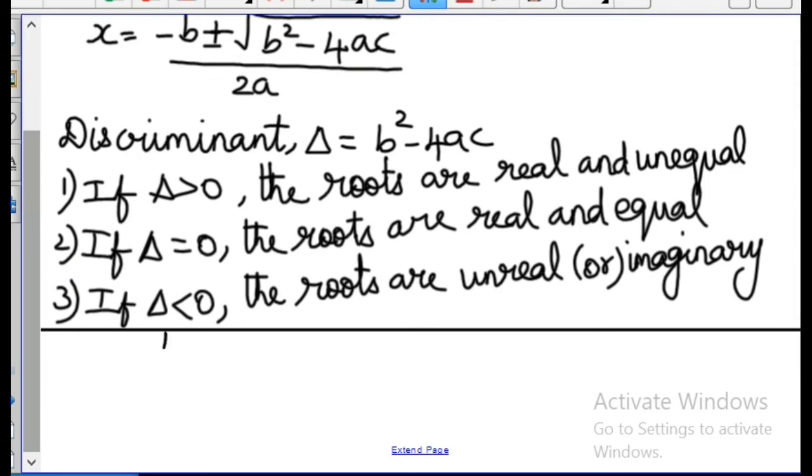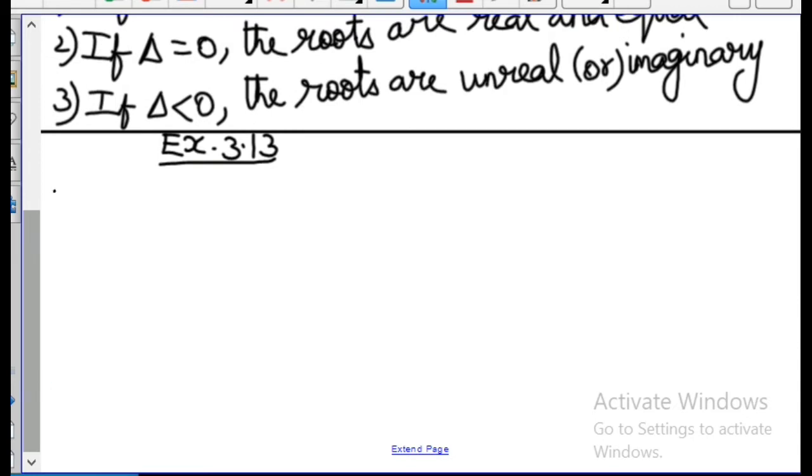Third exercise, 3.13, third sum. In the third question: if the roots of (a minus b) x square plus (b minus c) x plus (c minus a) equal to 0 are real and unequal, then prove that b, a, c are in arithmetic progression. They combine the second chapter also.